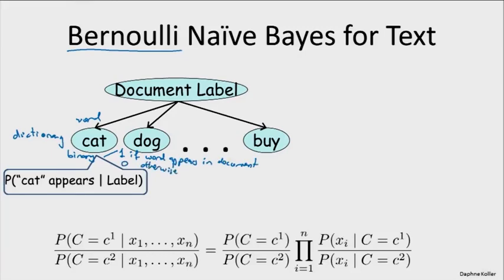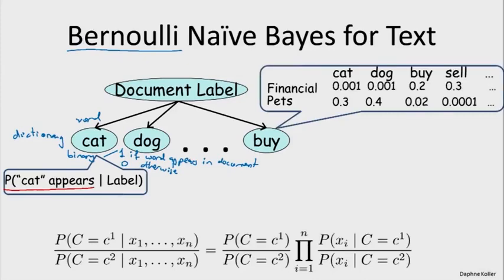So if we have, say, 5,000 words that we're interested in reasoning about, we would have 5,000 of these binary variables. And so the CPD associated with each variable is, in this case, the probability that the word appears, say the probability that the word cat appears given the label of the document. So for example, if we had two categories that we're looking at right now, say documents about finances versus documents about pets, you would expect that in a document about pets, the word cat is quite likely to appear.